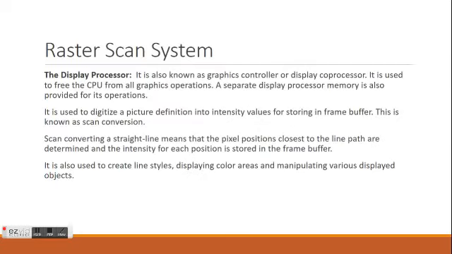The display processor in a raster scan system is also known as a graphics controller. It is used to free the CPU from all graphic operations and chores. A separate display processor memory is also provided for its operation. It is also used to digitize a picture definition into intensity values so as to store it in the frame buffer, and this is known as scan conversion. It is also used to create line styles, display color areas, and various other graphic uses.